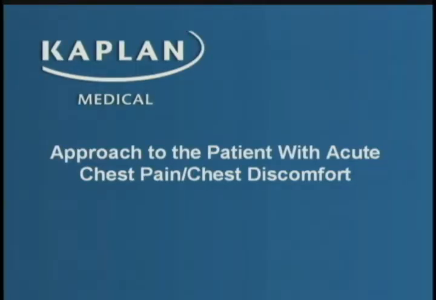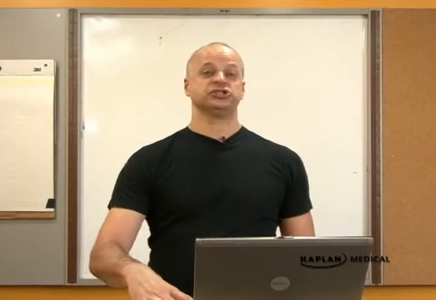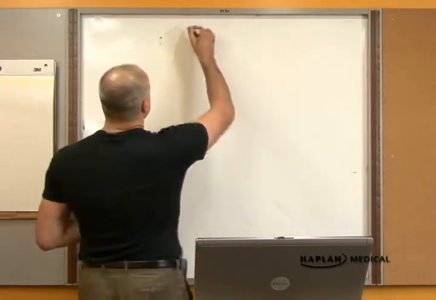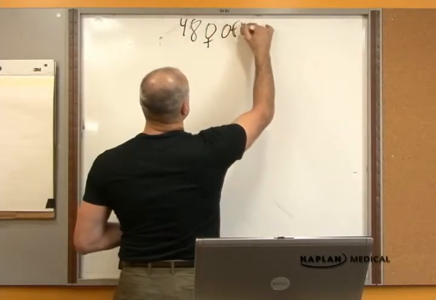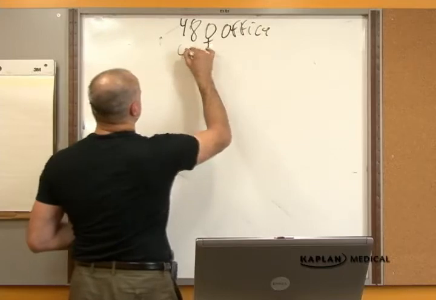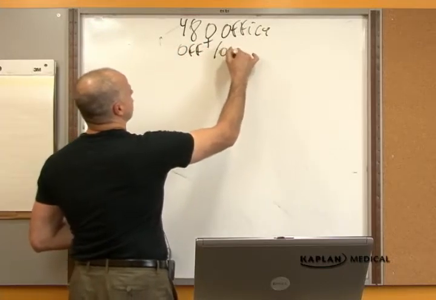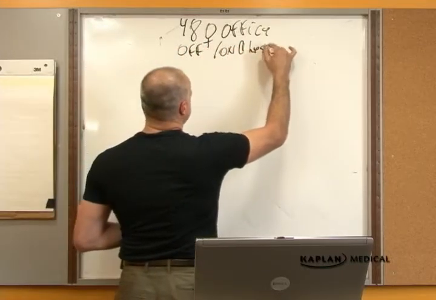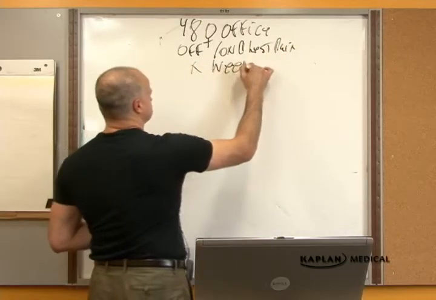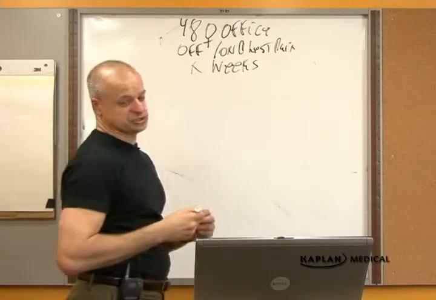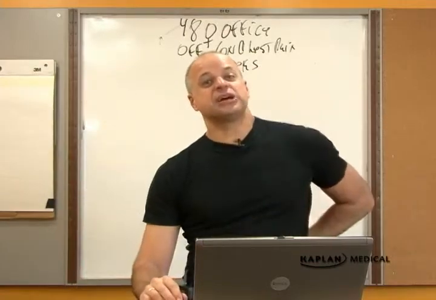Let's look at some cardiology. Let's take a look at some of the aspects of chest pain here. Now, the first thing to do is to take a look at a person who's got some pain. We have a 48-year-old woman who comes to the office, and she's got off and on again chest pain for the last few weeks. Sometimes it's with exertion, and sometimes it's not with exertion.